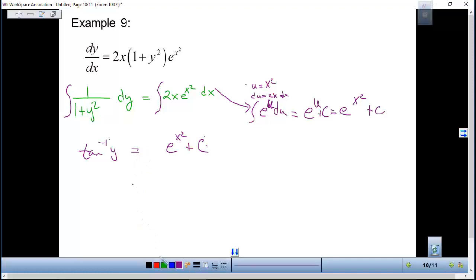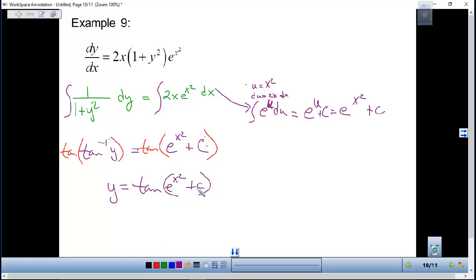So what we're going to do here to deal with that situation is undo the inverse tangent by taking the tangent of both sides. So here, if we take the tangent of the inverse tangent of y, we're going to end up with just plain old y. They cancel each other out. And if we take the tangent of e to the x squared plus c, well, we've got the tangent of e to the x squared plus c.